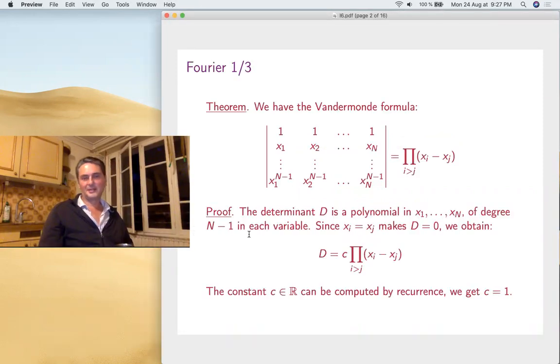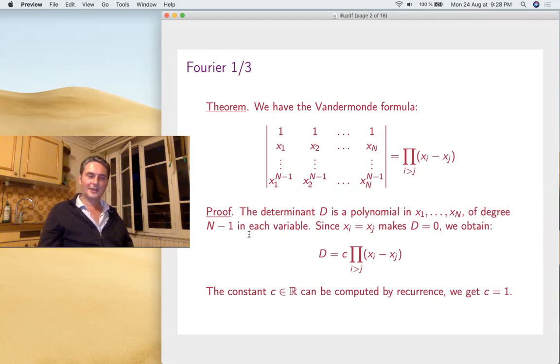So in order to get started, the Vandermonde formula, that's very interesting. You might know it, if not, here it is. So we put ones and then x1, ..., xn, and then powers of x1, ..., xn. We complete up to the power n minus 1. So a square matrix. So let's compute the determinant of this.